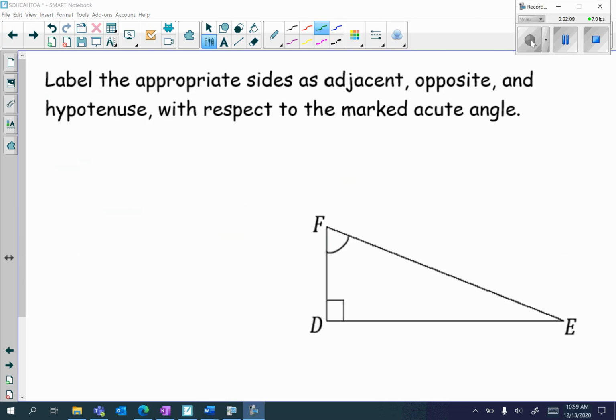Let's look at the next question. Label the appropriate sides as adjacent, opposite, and hypotenuse with respect to the marked acute angle. So for this question, our marked acute angle is angle F. Pause the video now and figure out which side is adjacent, opposite, and hypotenuse, and label on the triangle.